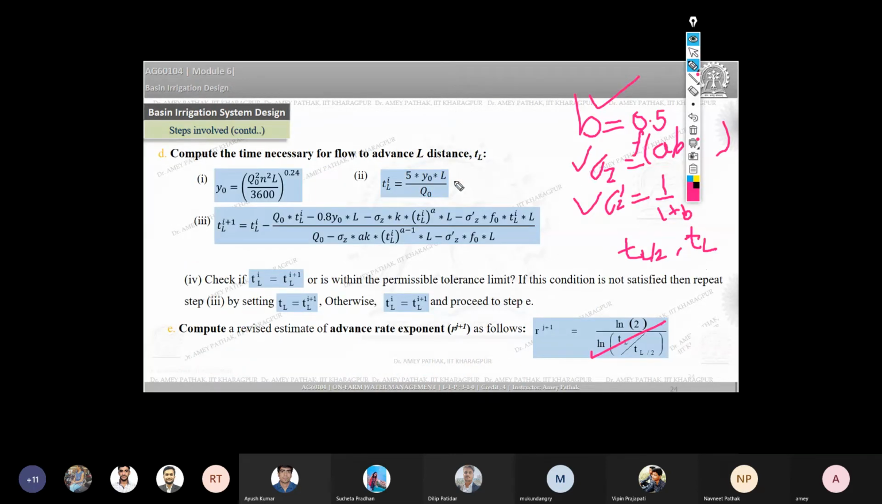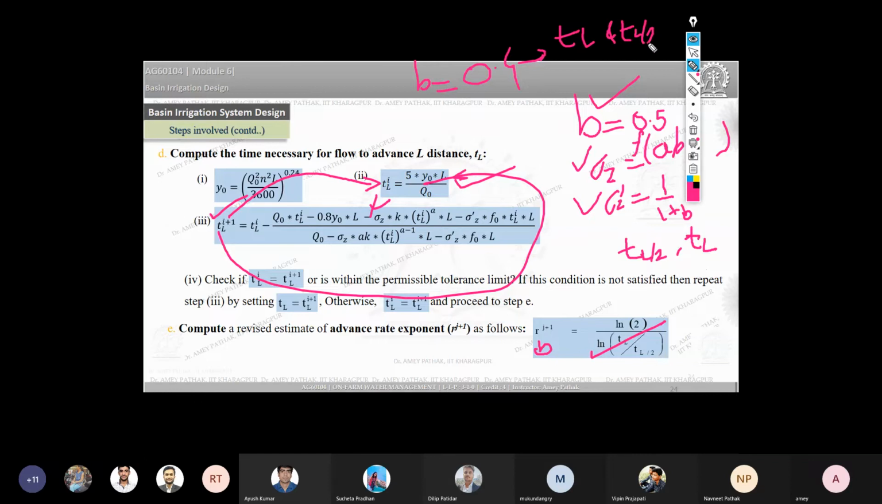The same steps. So initial guess of TL. Substitute it here, calculate TL for iteration I plus 1. If there is not much difference between this and this initial guess, we can stop there. Otherwise, we have to use this as an initial guess again and redo this calculation. Once that is done, again we will calculate the B using this expression. Remember, we have chosen B is equal to 0.5 or 0.4, whatever it is, as initial guess, and for that we have calculated TL and TL by 2.